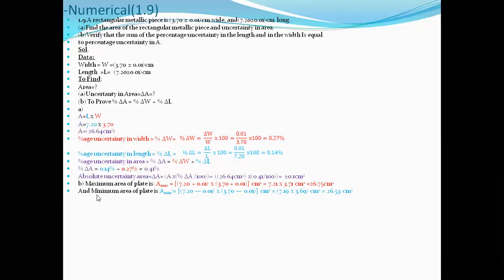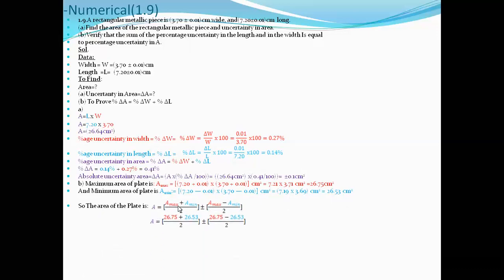And similarly, we will only take the minimum part of the area, which will be 7.2 minus 0.01 into 3.70 minus 0.01. After multiplying 7.19 into 3.69, the answer will be 26.53 centimeter cube. Now we have to take the average of these maximum and minimum values. So the area of the plate is the average of the maximum and minimum values.